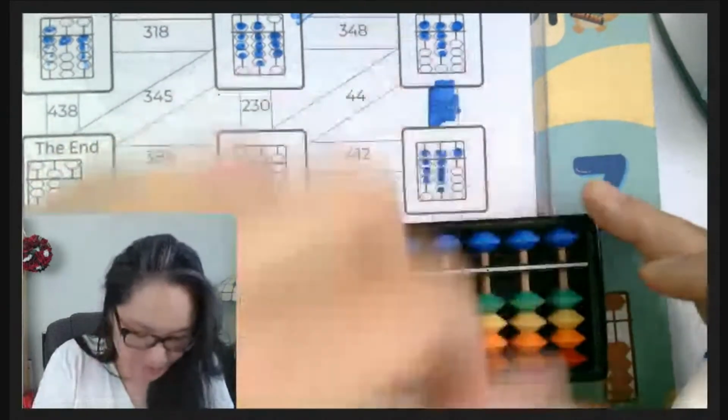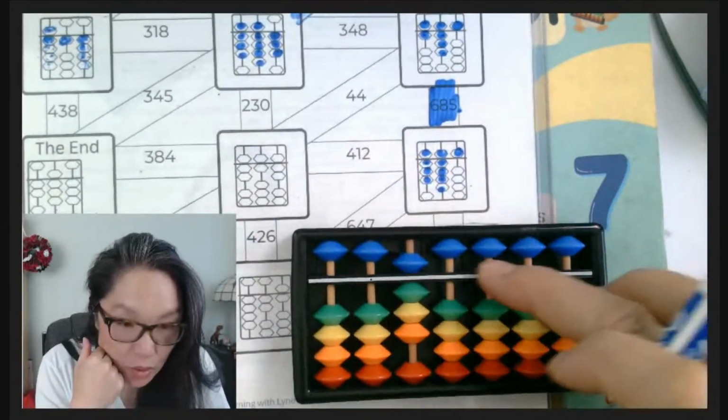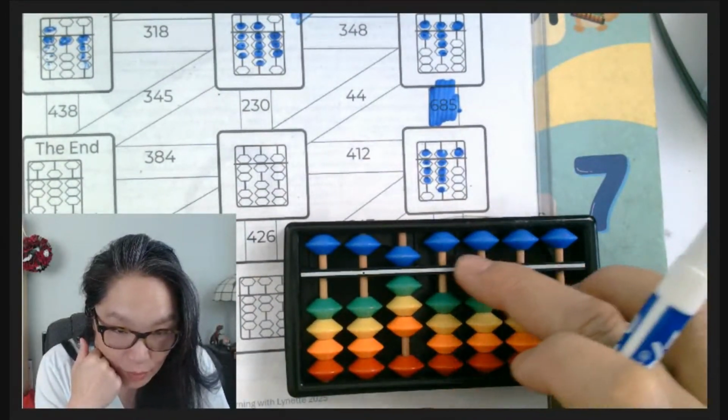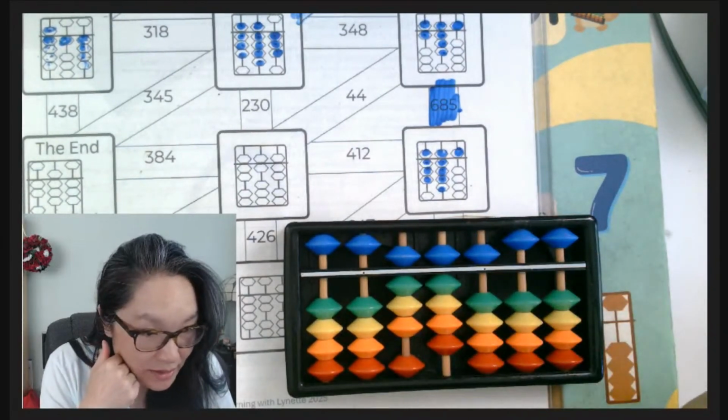Sorry. When the blue bead is down, it is counted. When the beads touch the horizontal bar, they're being counted. So that's what that means, Kira.